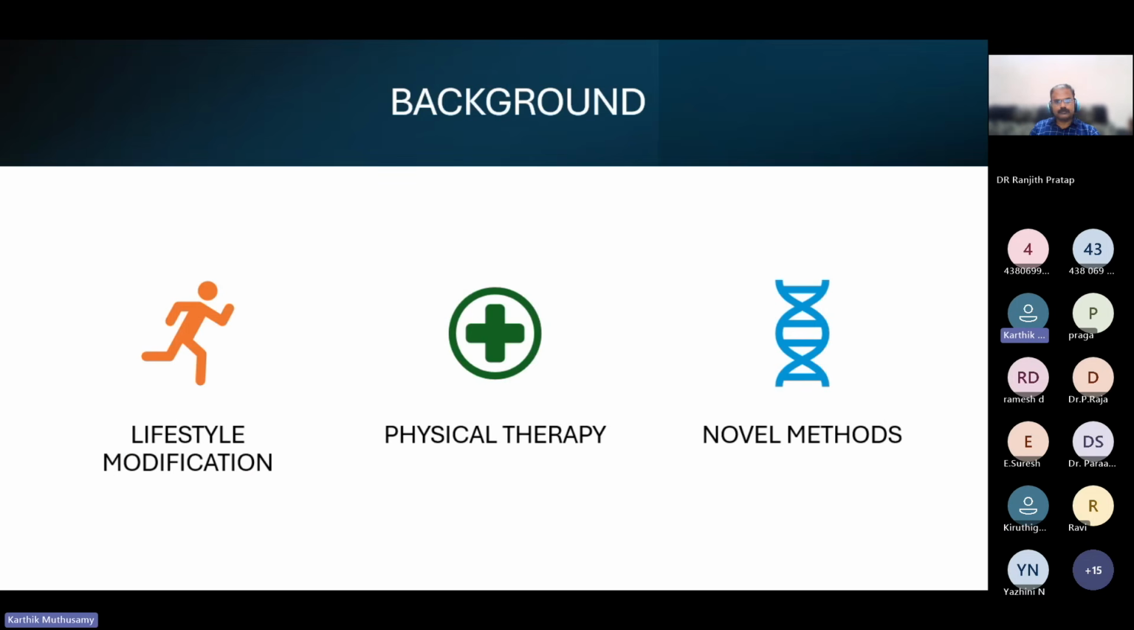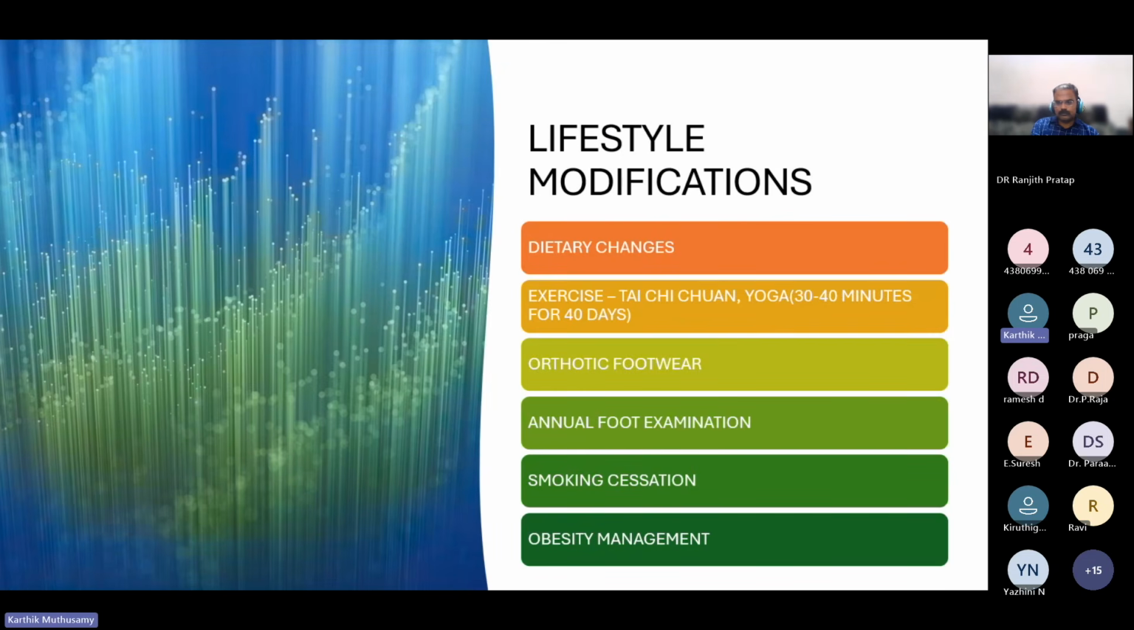In this discussion, we are going to discuss lifestyle modification, physical therapy, and novel methods. Dr. Ramesh has already described lifestyle modification in detail, so I will slightly touch upon it. First is dietary changes. A balanced glycemic diet is very much essential for arresting the progression of diabetic neuropathy.